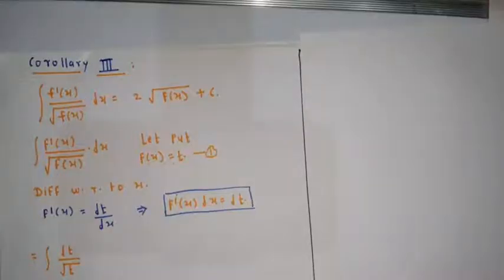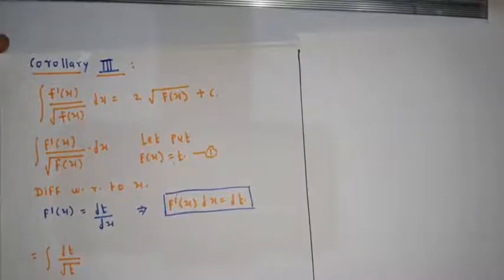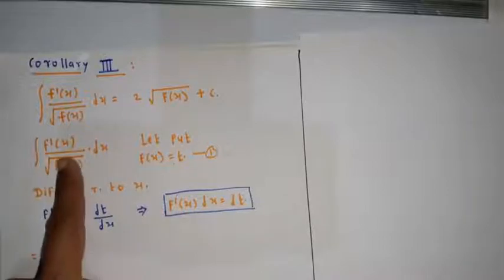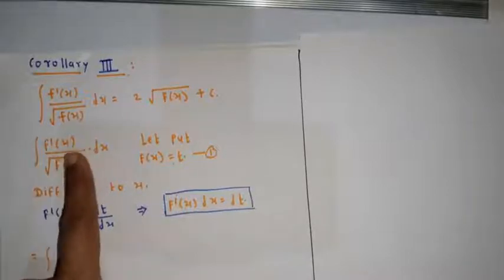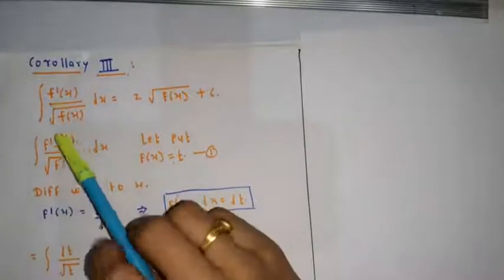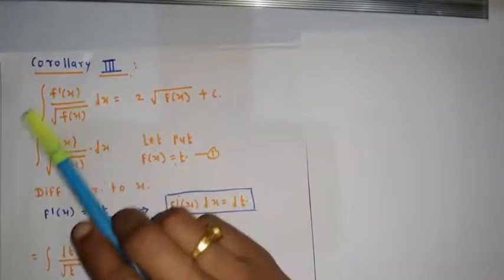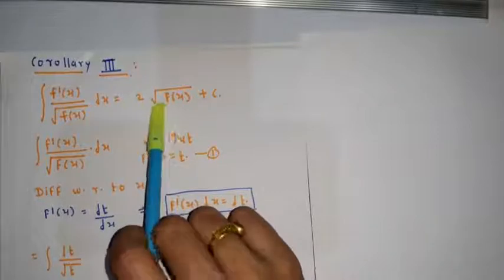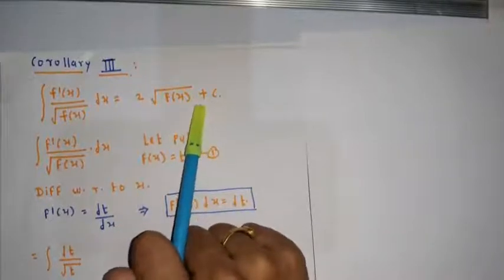Dear students, in the last video we started the first method of integration, that is integration by substitution. So there are some corollaries. Let us take the third corollary: integration of f dash of x upon root of f of x with respect to x equals 2 root f of x plus constant of integration c.